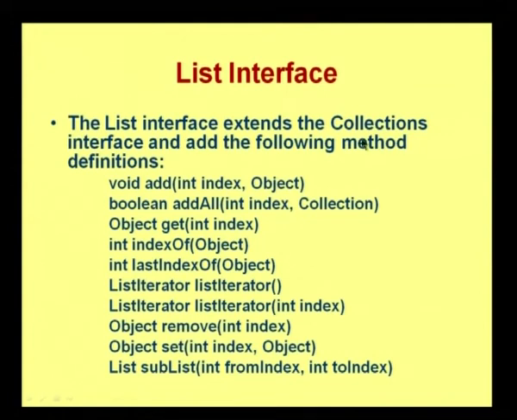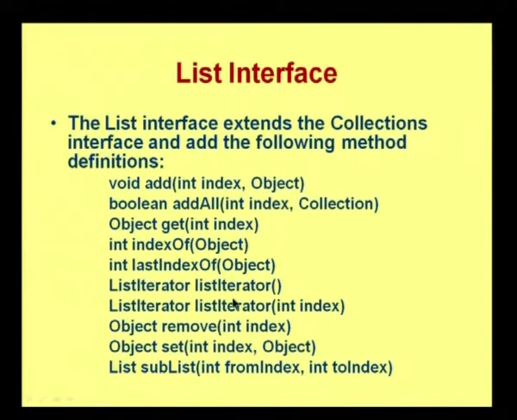Here you can look into the methods that are available. The list interface extends the collection interface and adds the following methods to the collection. These are all the methods other than what I have in my collection interface. So, void add, I can add at a particular index an object; addAll, I can add a collection; and then I can get a particular object from that collection. With indexOf, I want to know the index of a particular object in the collection of objects. I want to know the last index, I can have the list iterator.